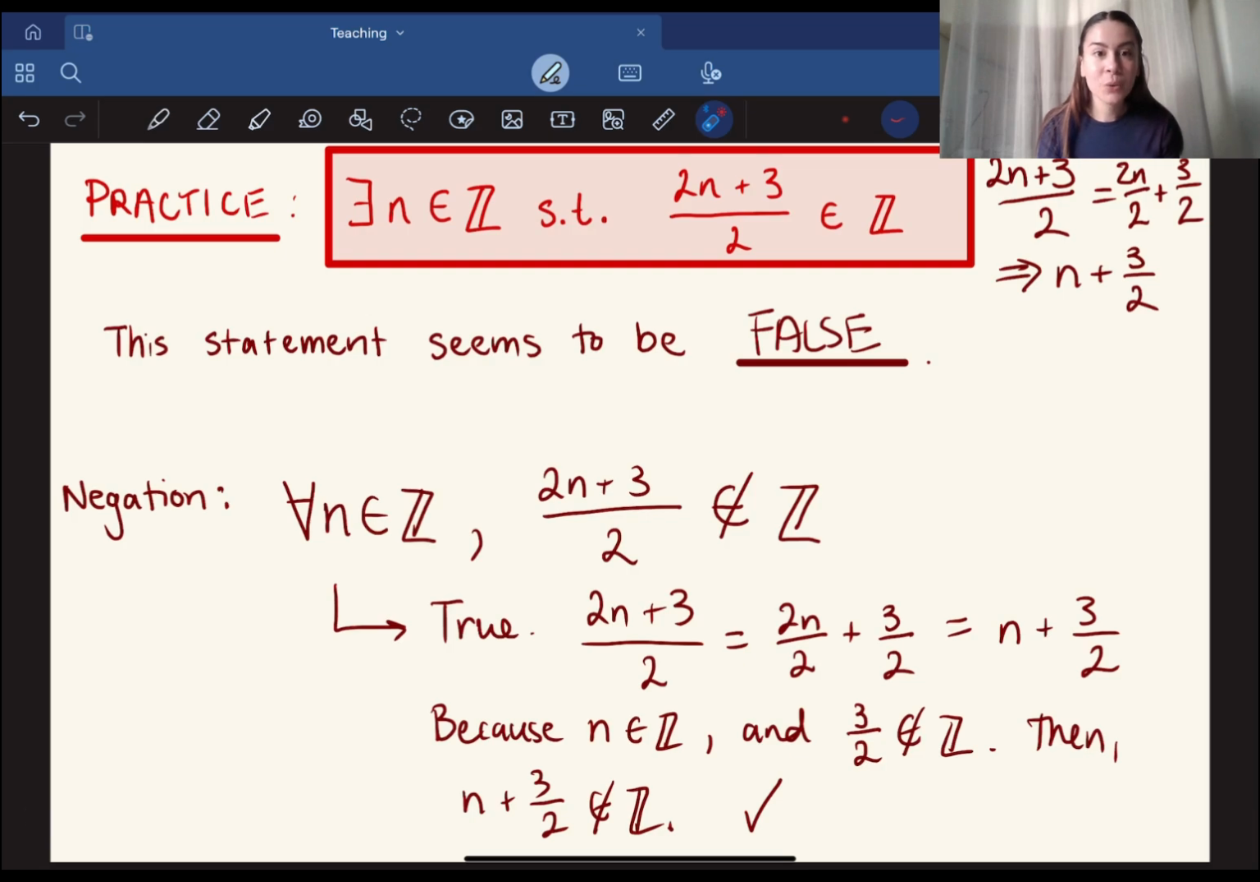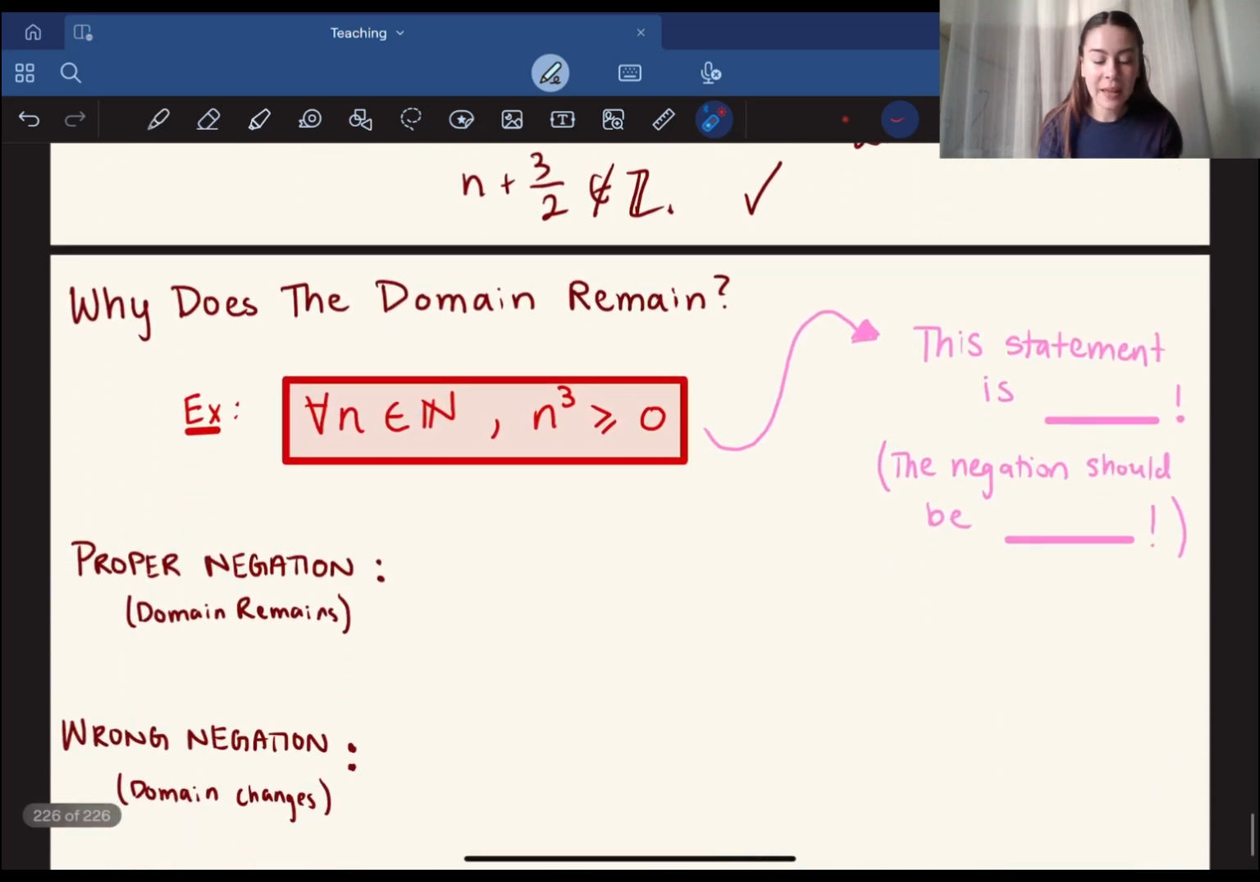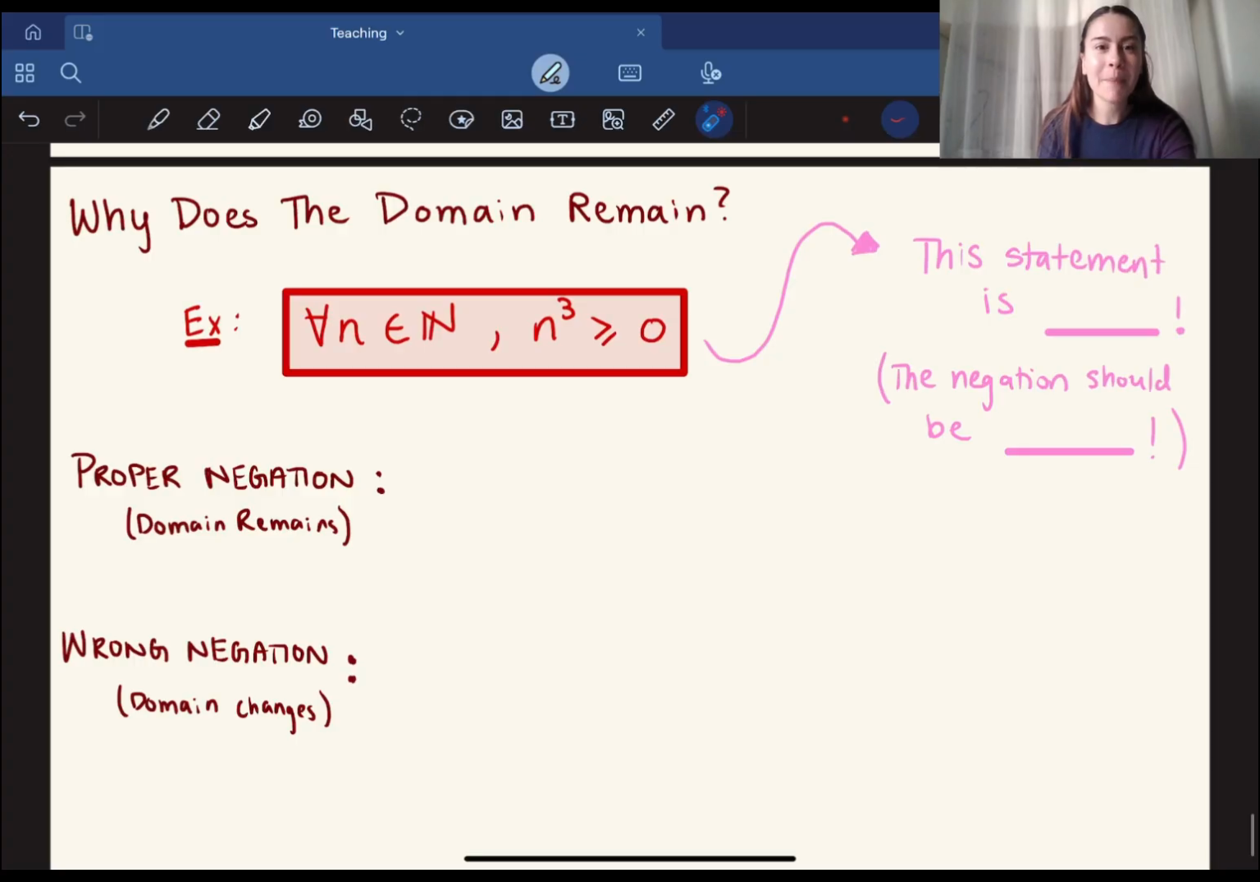Okay, so now let's talk briefly about why this domain remains unchanged in negated statements. Because it's one thing to memorize that we should never negate or change the domain, but it's another thing to understand why this works and what actually happens if we do change the domain in a negated statement.